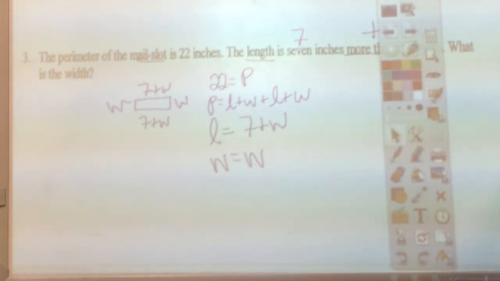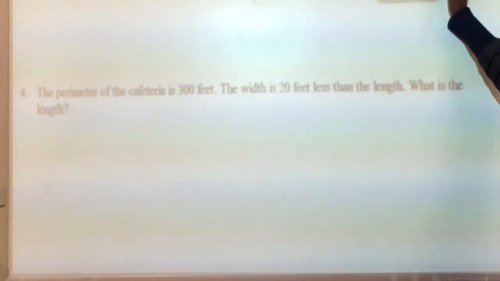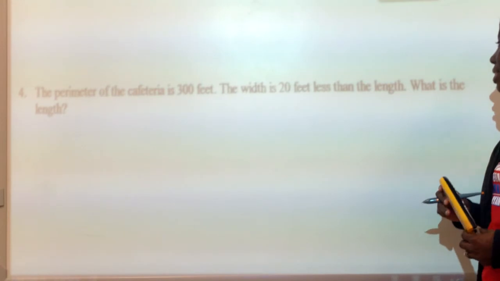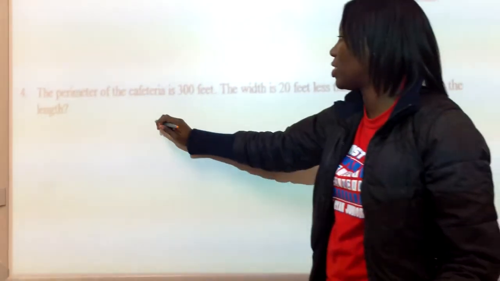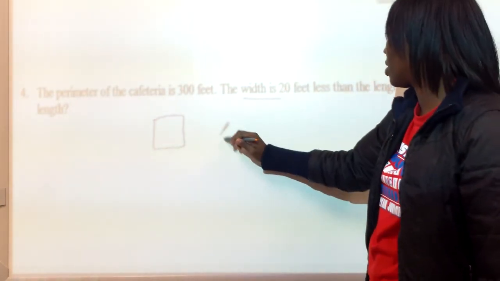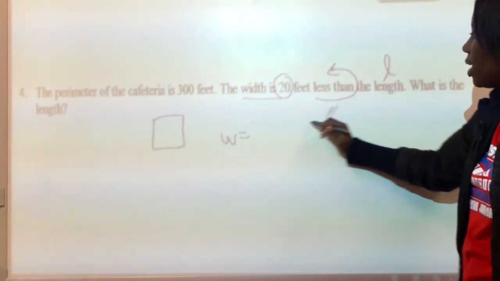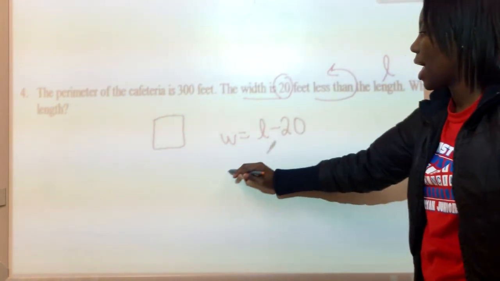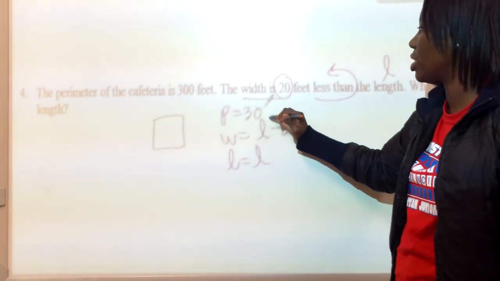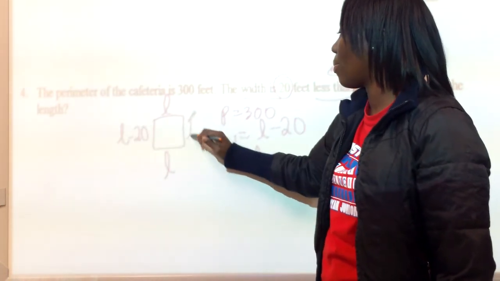And lastly, number 4, the perimeter of the cafeteria, sorry, is 300 feet. The width is 20 feet less than the length. What is the length? So we have a cafeteria, and the width, so now we're talking about the width, is 20 feet less than, we have to reverse the order, the length, so we reverse it, it is L minus 20. And so L in this problem, the length, is just L. Perimeter, don't forget, is 300. So in this case now the length is L, and the width is L minus 20.